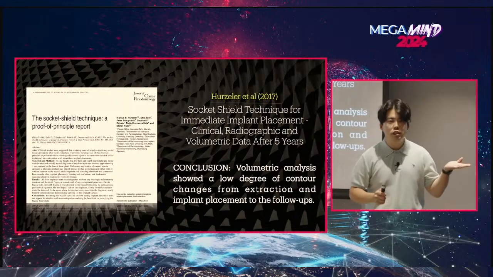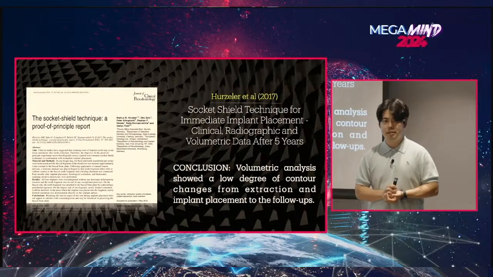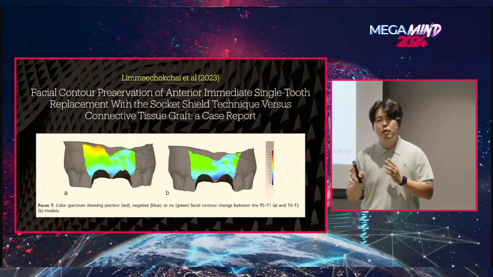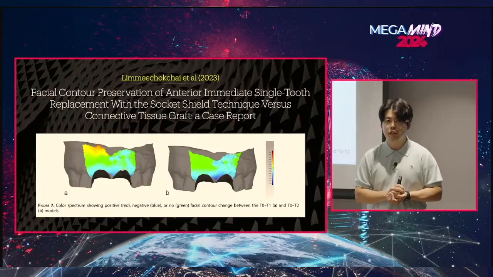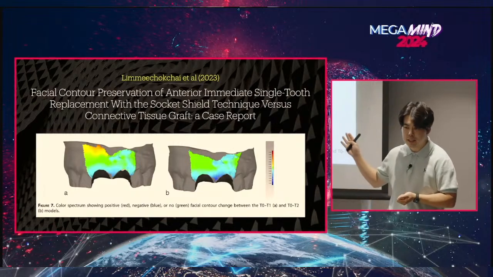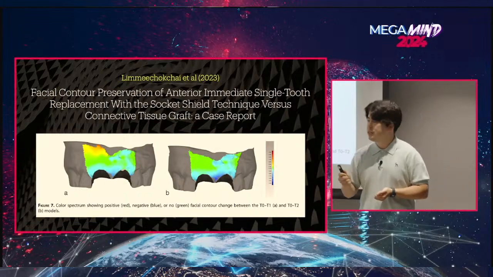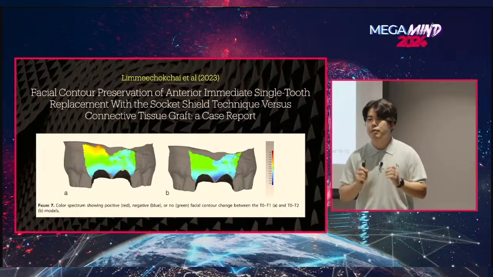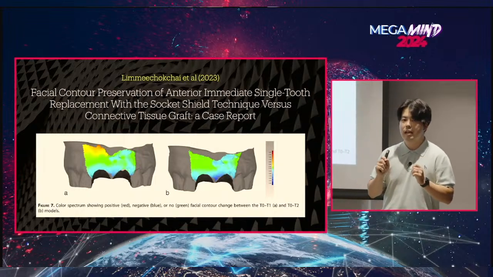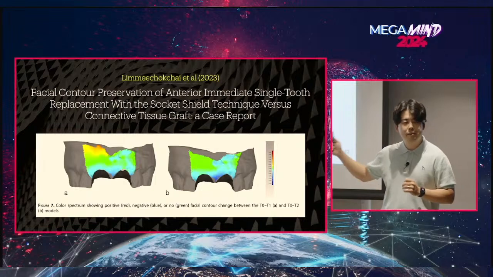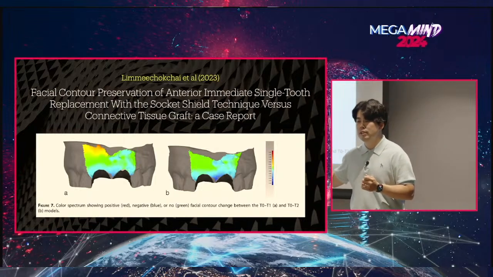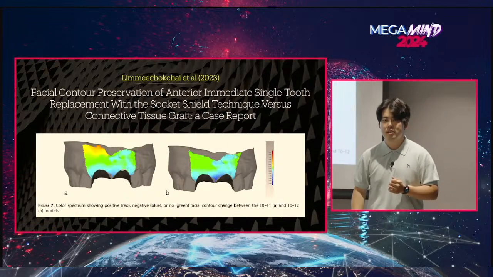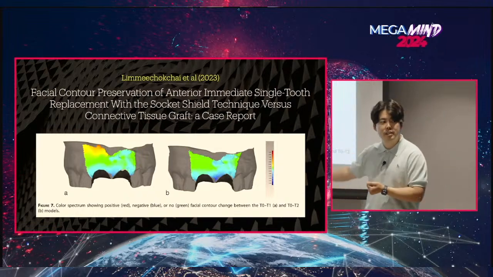So we have the CTG and socket shield. Which one's better for us? Well, unfortunately, there's a lack of data comparing both methodologies directly. But there's this one case study that I found. You can see the right central incisor that received the socket shield technique shows very minimal to no changes at the 12-month mark, whereas the left central incisor, which received the CTG, is showing some negative changes highlighted in blue at 12 months. So maybe the socket shield is better.